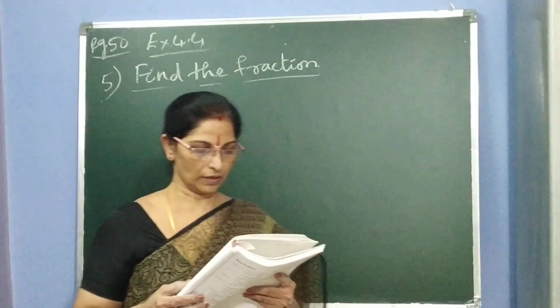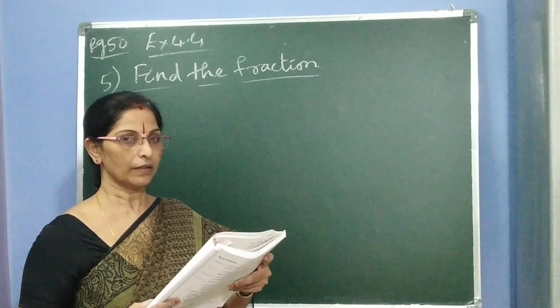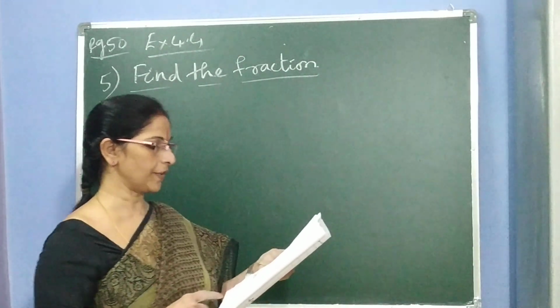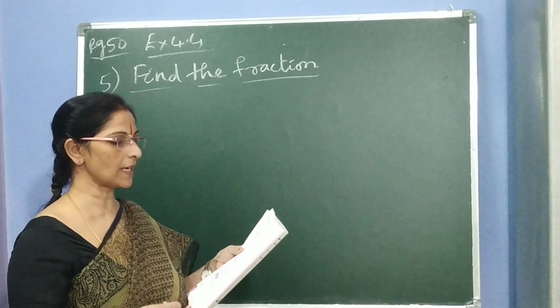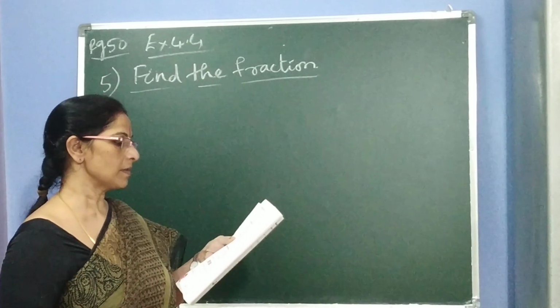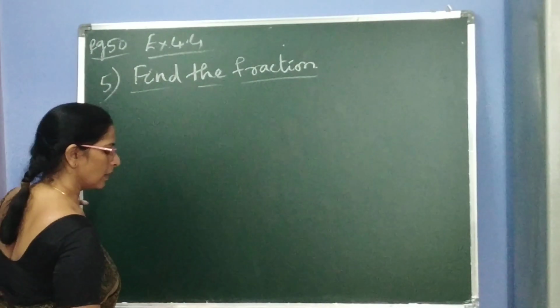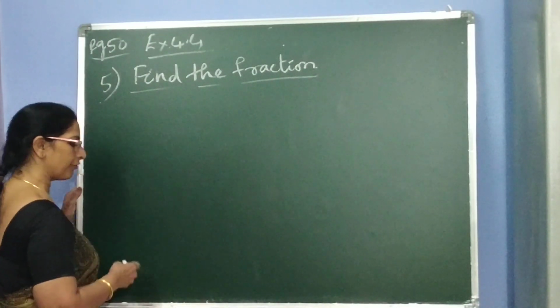Hello children, now I would like to complete the fifth bit. Open your textbooks, page 50, fifth bit. In the previous class you learned how to multiply fractions. In the same way, find the fractions of the given numbers. Here the first one, A, 3 by 4 of 24.